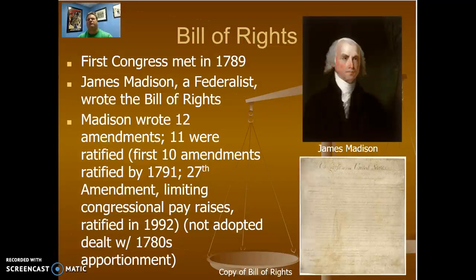And he actually came up with 12 amendments, 11 of which have been ratified. The first 10 amendments, of course, ratified by 1791. The 27th Amendment, which is the last amendment to have been ratified as of this recording, limited congressional pay raises. And that was ratified in 1992. The 12th, the one that got away, had to do with the apportionment of the Congress in 1790. So that one obviously isn't really relevant in the 2000s. So 11 of these amendments have ultimately been adopted.